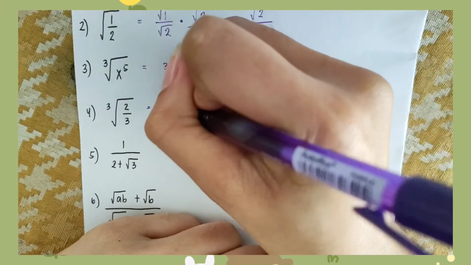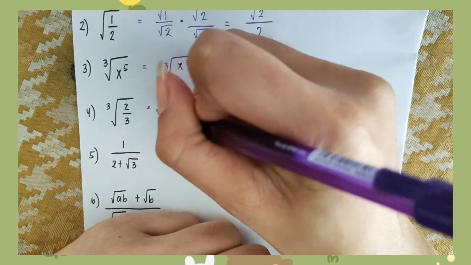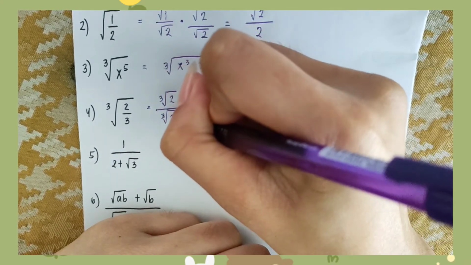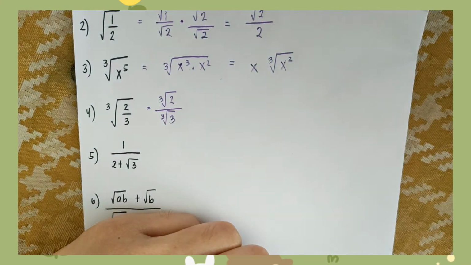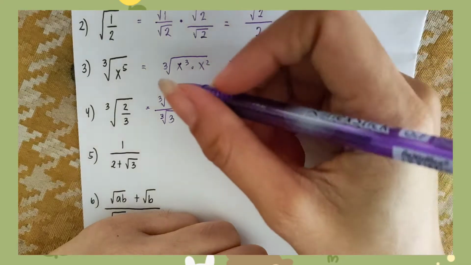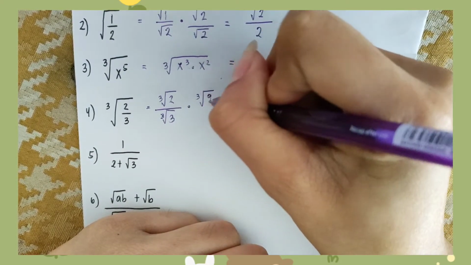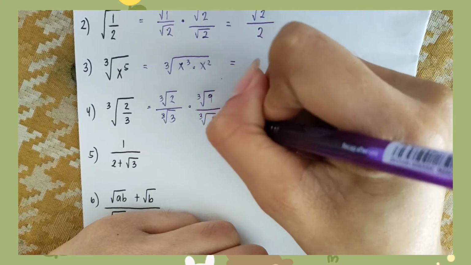Before that, we all know that the cube root of 2/3 is also the same with the cube root of 2 and the cube root of 3. And since 9 should be multiplied to 3 for us to get a perfect cube number, so let us multiply cube root of 9, cube root of 9.